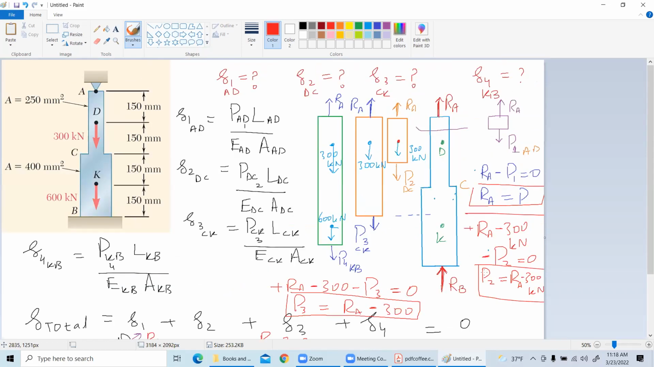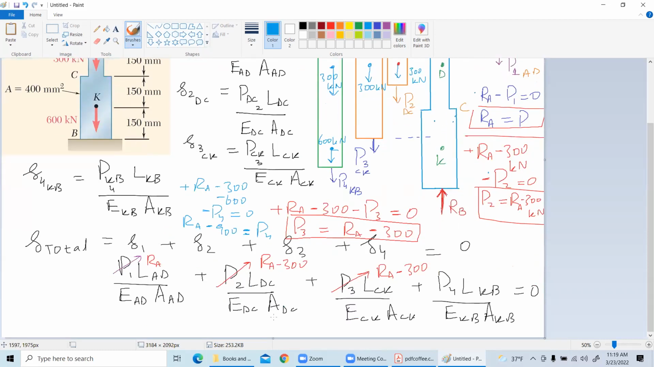P4, you are definitely doing it. Quickly. Everyone is doing it, so I will just finish the question then. Let's do it together. RA minus 300 minus 600 minus P4 equal to 0. And you said RA minus 900, right? Equal to P4. So wherever I see P4, I will put RA minus 900. You are definitely solving it. Come on, solve it.